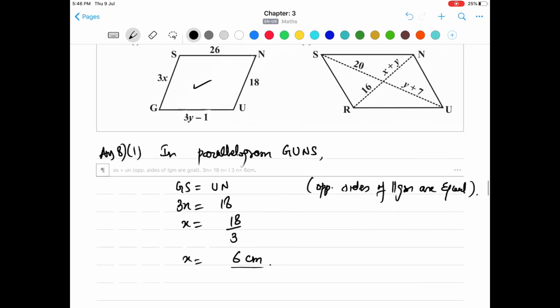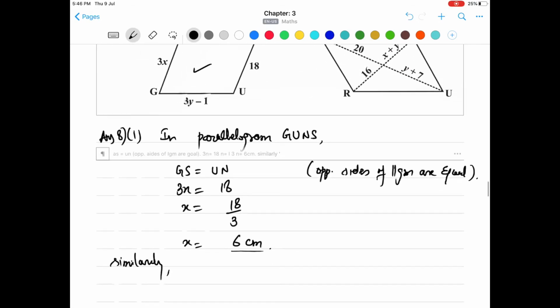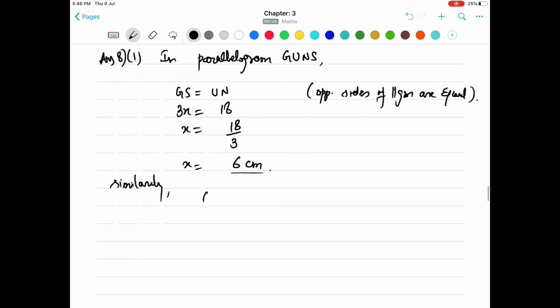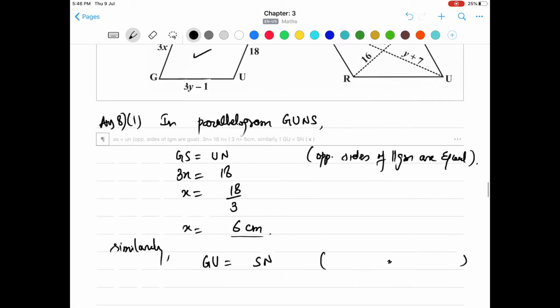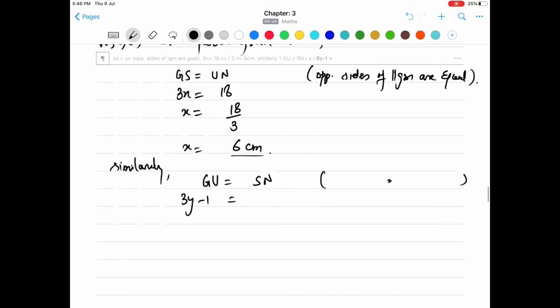Next, similarly, the side GU will be equal to SN. Again the reason is the same: opposite sides of a parallelogram are equal. GU is given as 3y minus 1 and SN is equal to 26.